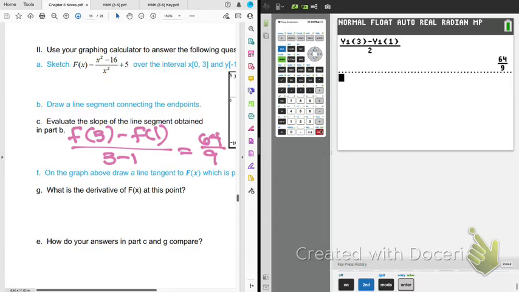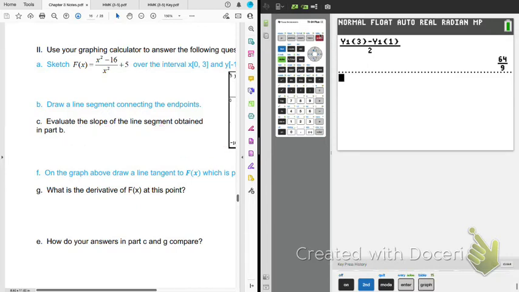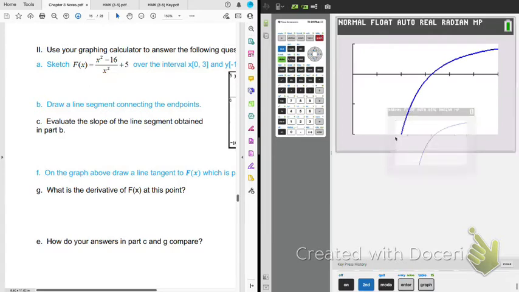Now, on the graph above, we want to draw a line tangent to our function, which is parallel to the segment. Again, this is a guessing thing right now. It's somewhere in that maximum part. So if I have my line drawn here, I have my segment connecting my endpoints. If I had to guess, I might say, okay, I can draw a segment there-ish. That looks a little bit too steep. So maybe here? Sure. That looks decent.